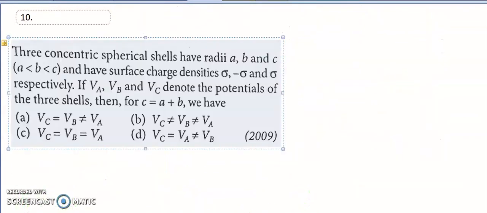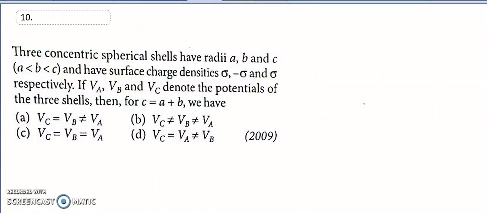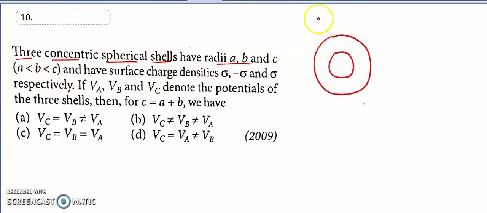So let's move to the 10th question. The 10th question is: 3 concentric spherical shells have radii A, B and C. So this is the set of concentric shells. This is A, this is B, this is C.